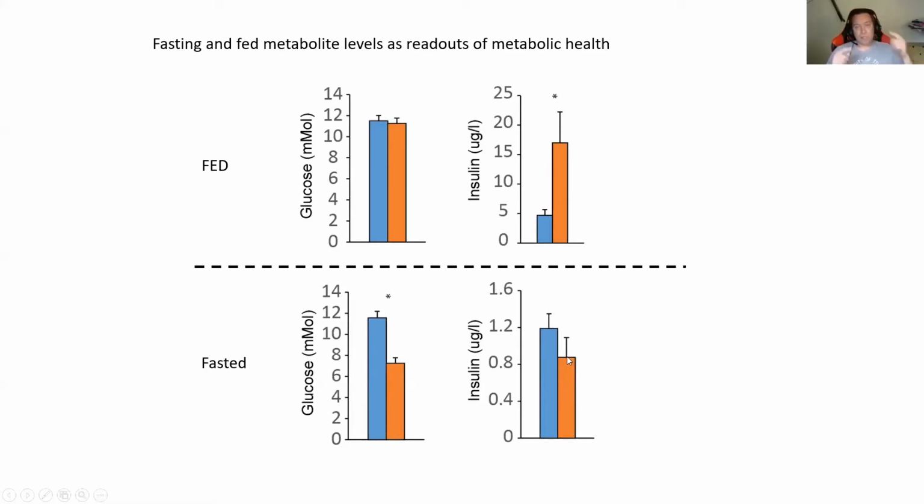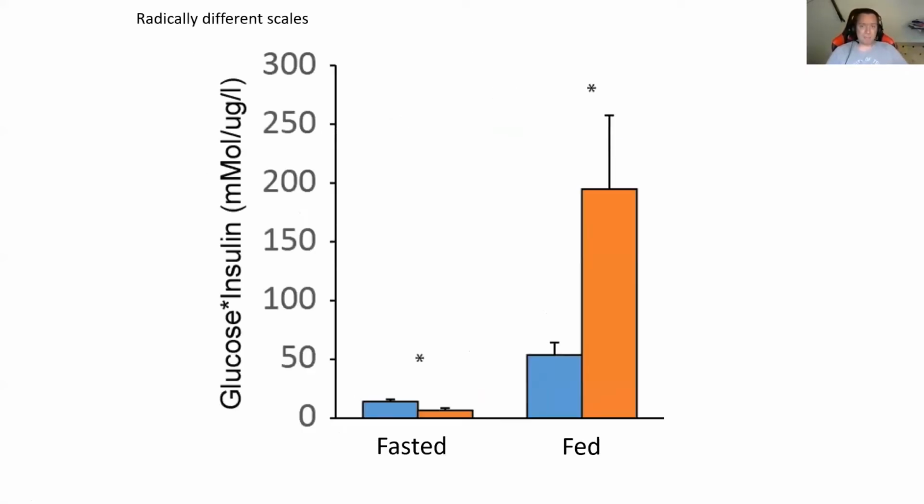And we can combine insulin and glucose levels in order to get a bit more of a picture of what's going on. So this is the principle of HOMA-IR, which is done on fasted. What you essentially do is multiply glucose by insulin by a constant to get HOMA-IR. But we can do it in the fed state just as well. And this makes an important point.